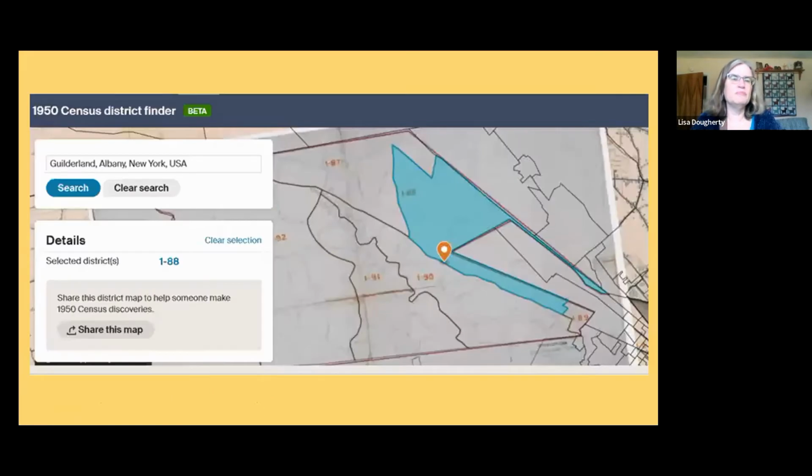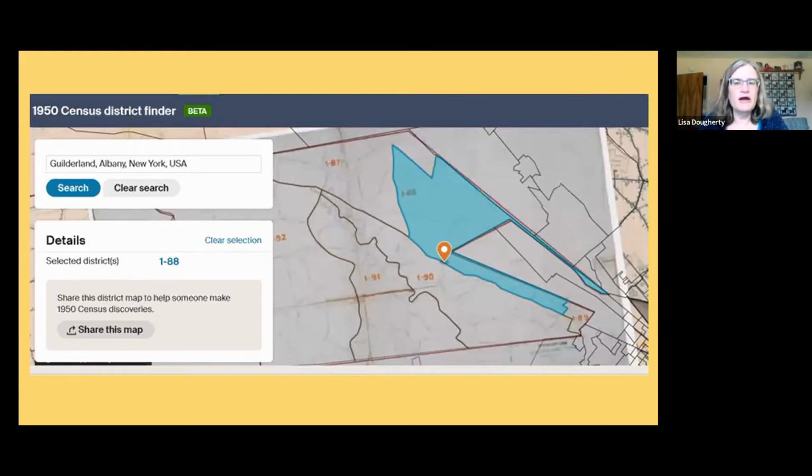So here is an example of one of those ED maps that I'm talking about. And this one is for Guilderland. And Guilderland has a single ED number. So the whole town of Guilderland is under one single ED, and that is 1-88. That is the ED number.